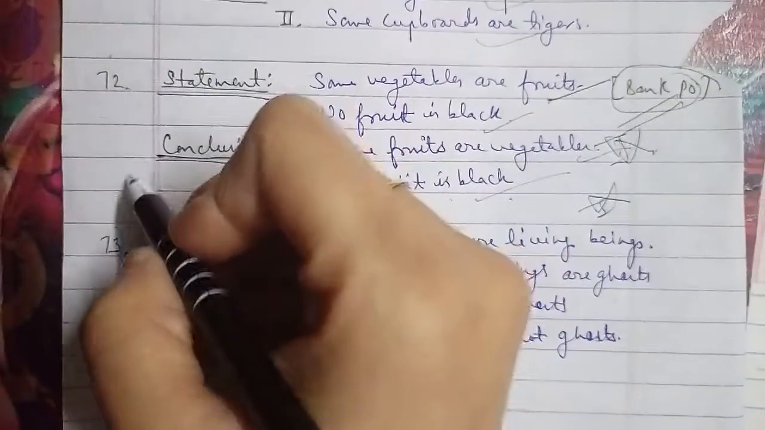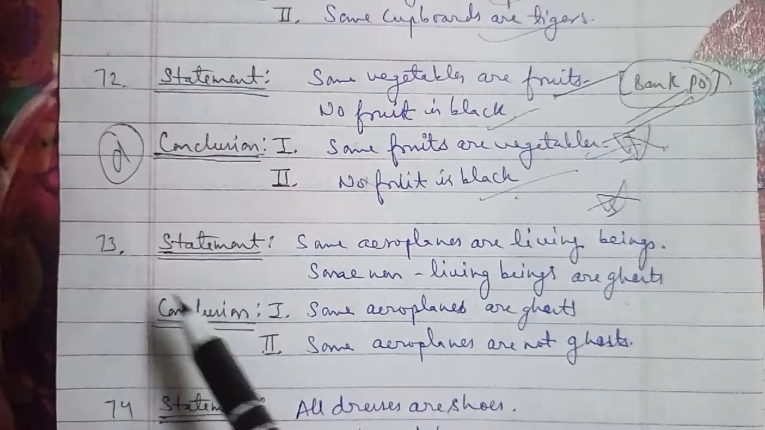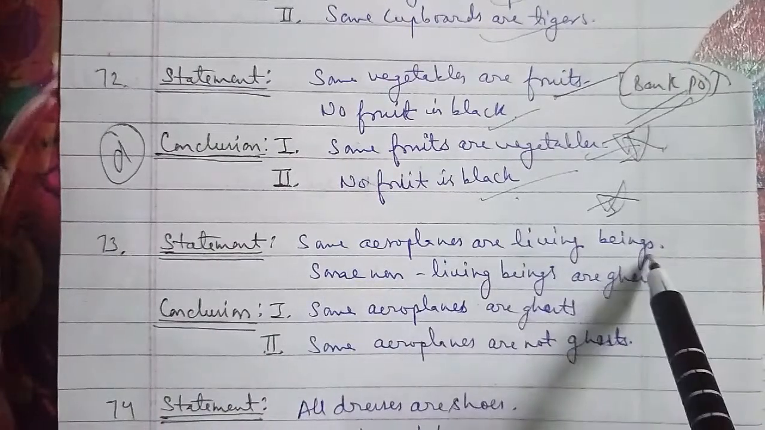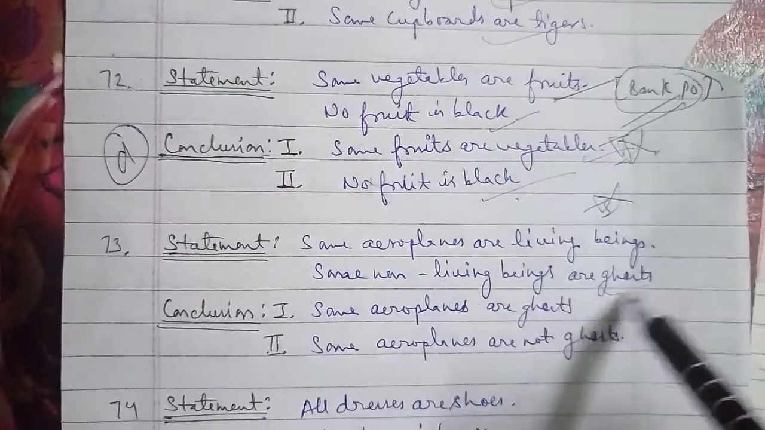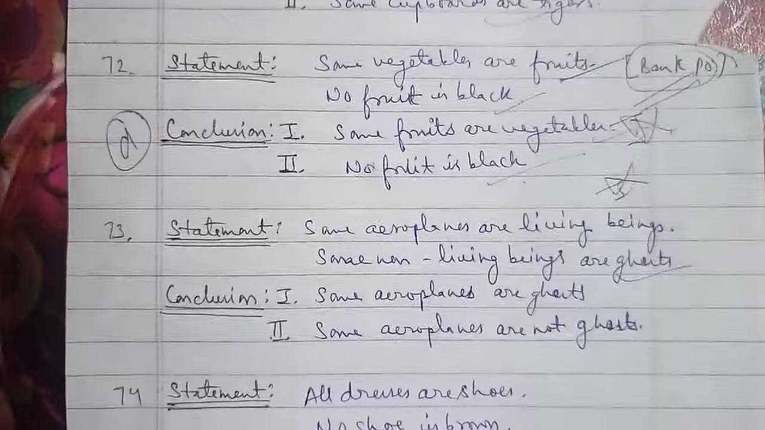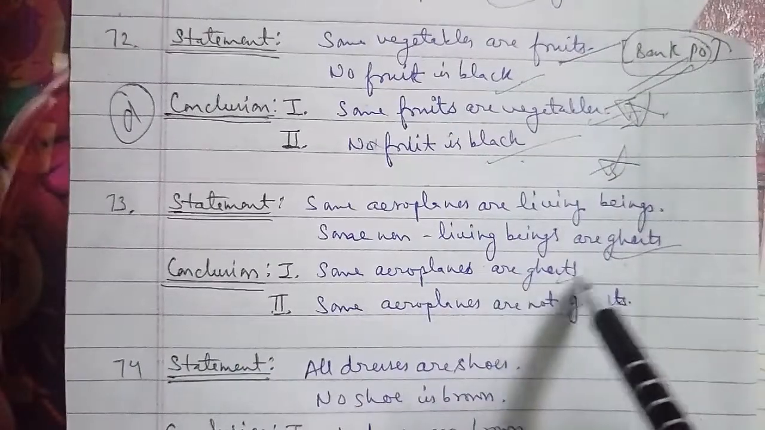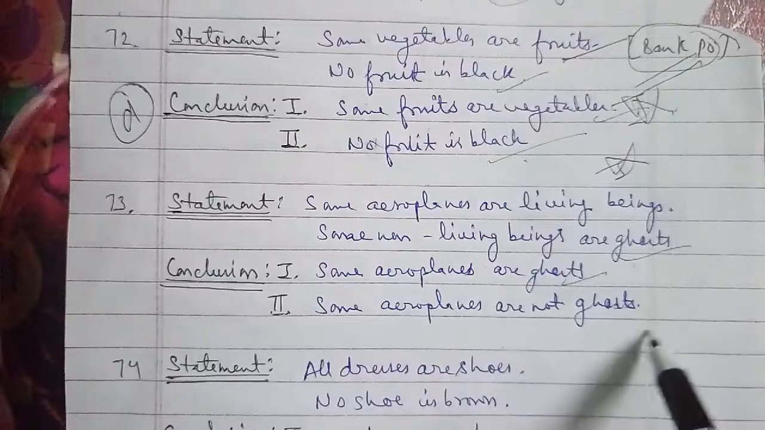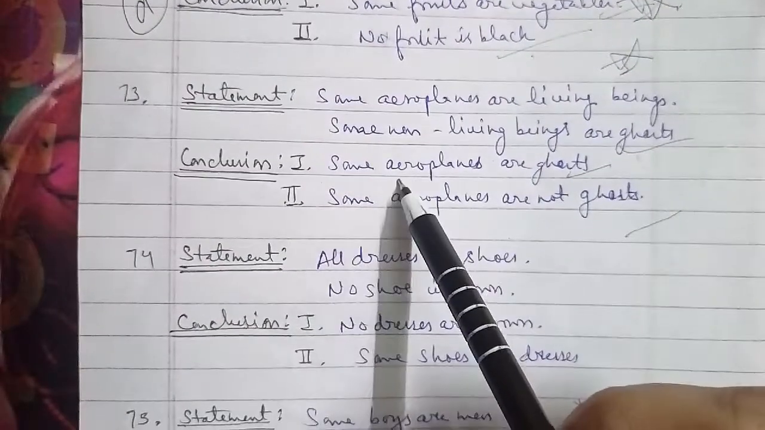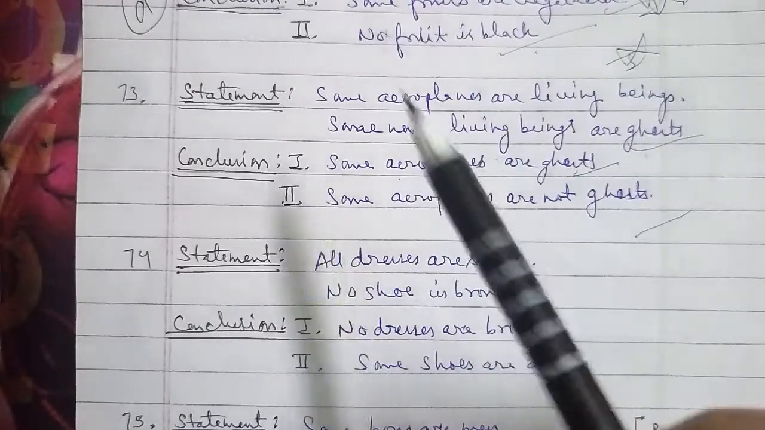Moving ahead with the 73rd question of the session, the statement we have is: some aeroplanes are living beings and some non-living beings are ghosts. The conclusion is: some aeroplanes are ghosts, or some aeroplanes are not ghosts. With regard to that, since both the premises are particular, no conclusion will follow here, and for that sake option D will be the right answer for this question here.